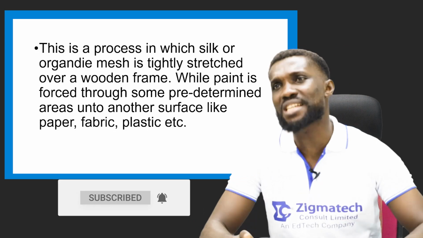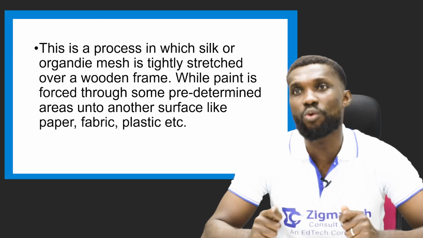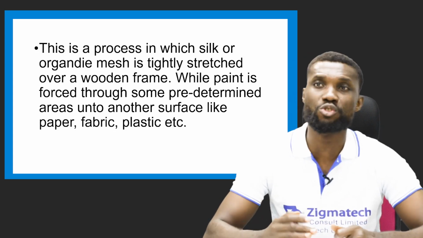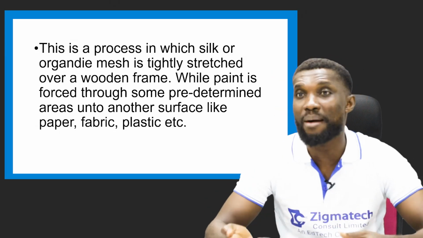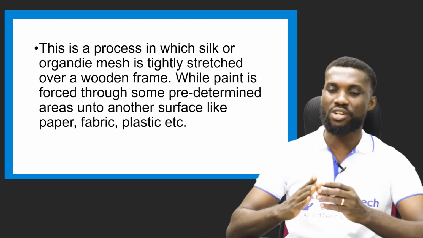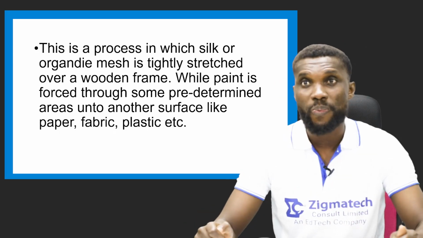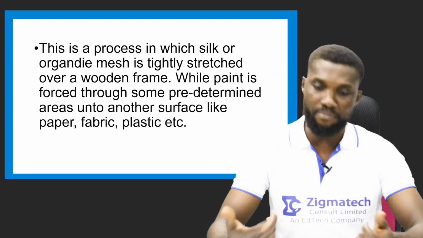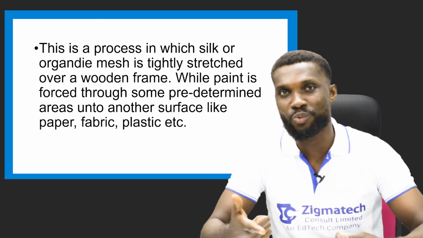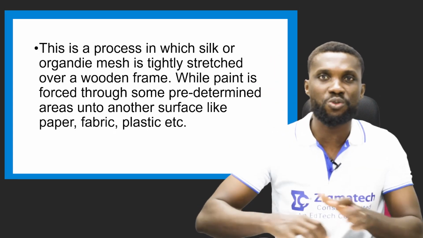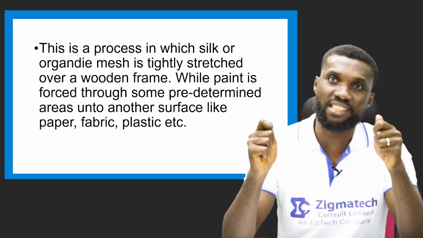All right. This is the process in which silk or organdy mesh is tightly stretched over a wooden frame, while the paint is forced through predetermined areas onto another surface, like paper, fabric, and plastic. What I'm trying to do is break down the definition of the mesh. I said this is the process in which silk or organdy mesh, we call it the mesh. For those of you that know pap, in our local word we call it akamu. There is a fabric that they use to sieve the akamu. Sometimes you can use that fabric as a mesh or as a silk screen.